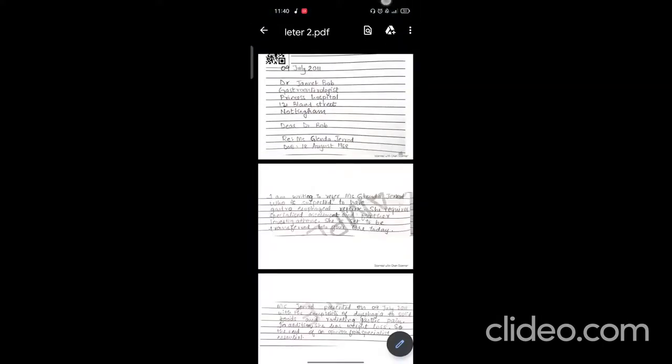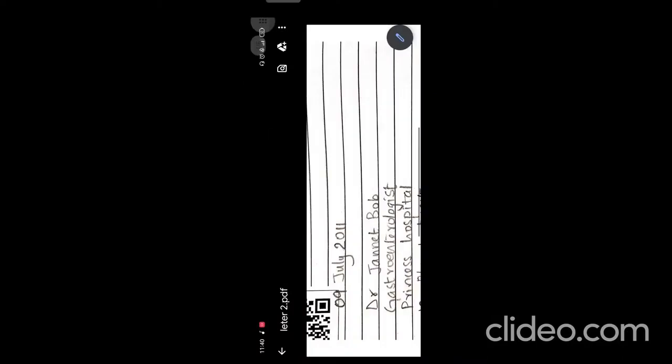So this is a model I can present to you. We start with the date, 9 July 2011. Dr. Janet Bob, gastroenterologist, Princess Hospital, 121 Bland Street, Nottingham. The salutation is Dear Dr. Bob; we write the surname. Patient name is Glenda Jerrod. Date of birth is 18 August 1968. I hope it's clear up to here.